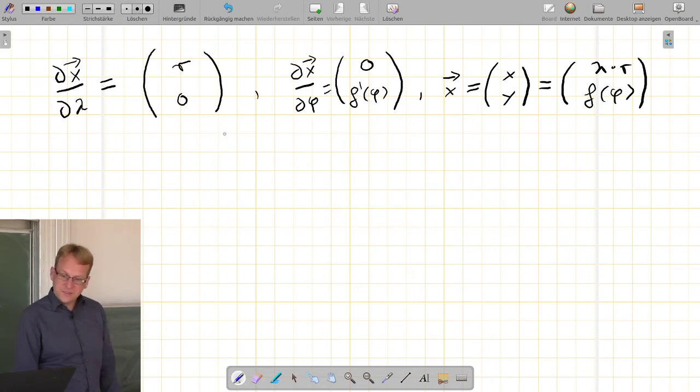So those are already two terms that we needed in our equation, and now we similarly have this d big X by d lambda. That is what we need. Hope you can still see this.